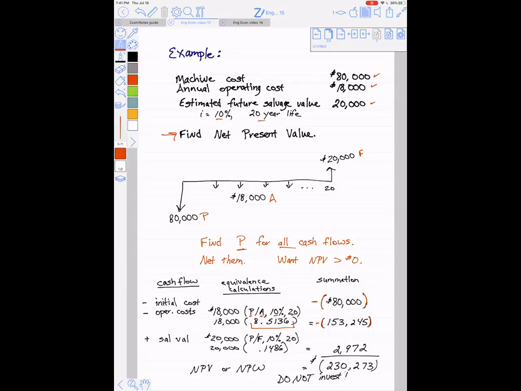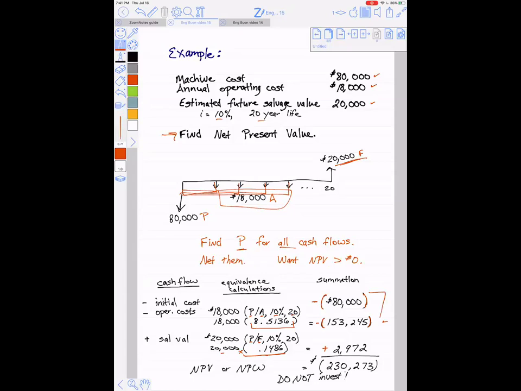So that would be bringing all these annuity $18,000 cash outflows back to today's value and adding them up. Their present value is 153,245. Then we have the salvage value of $20,000. We want to find P given F, 10%, 20 years. So there's its interest table factor. Multiply that by the $20,000 future cash flow, and we come up with a positive cash inflow of $2,972.